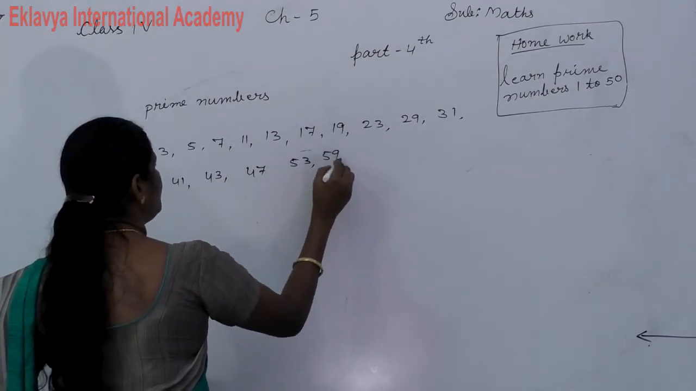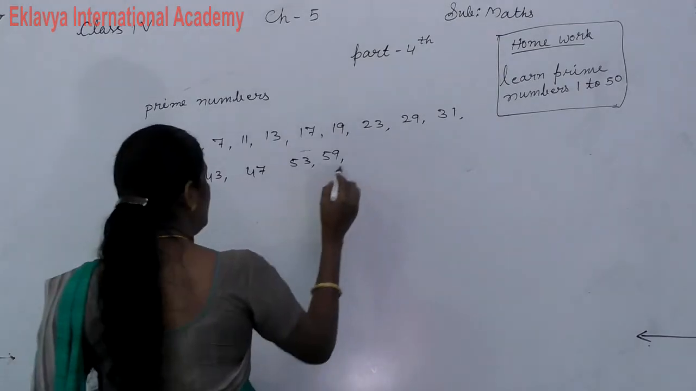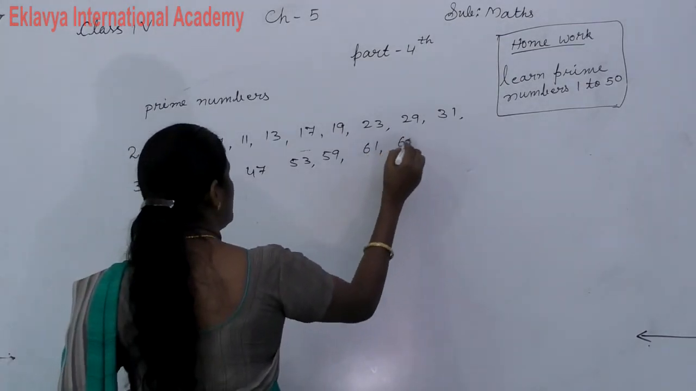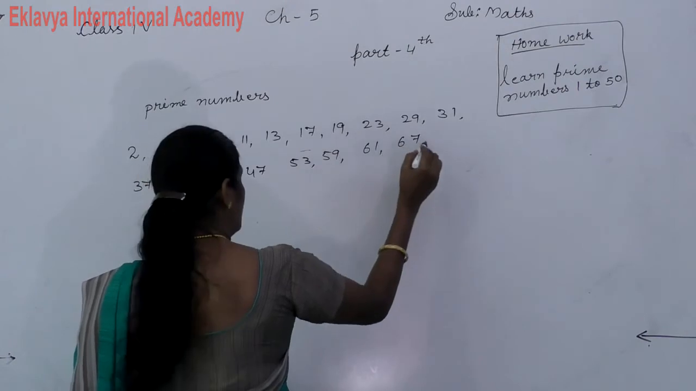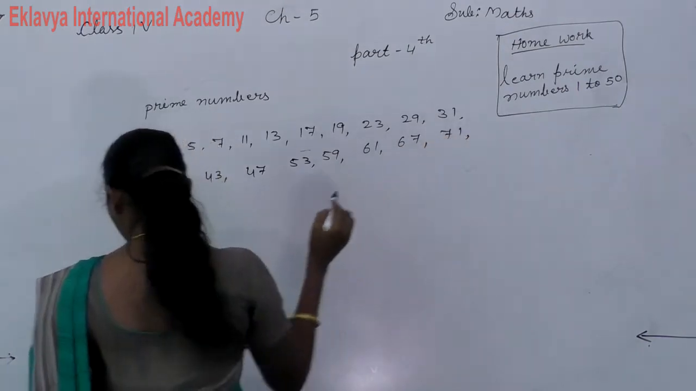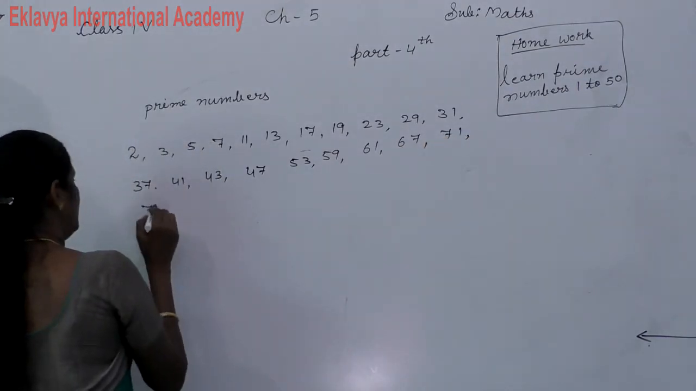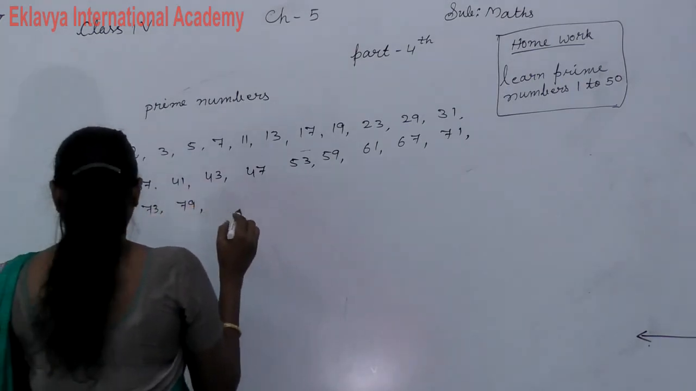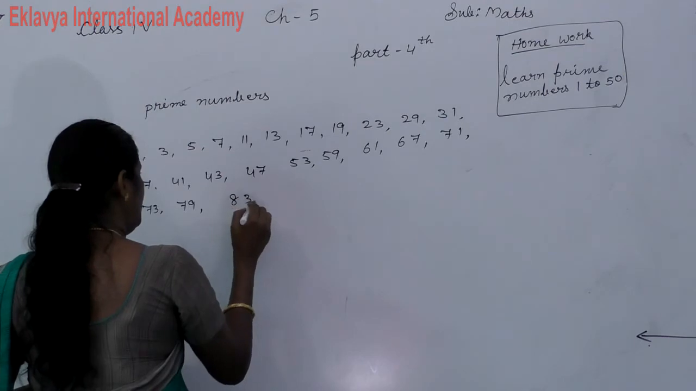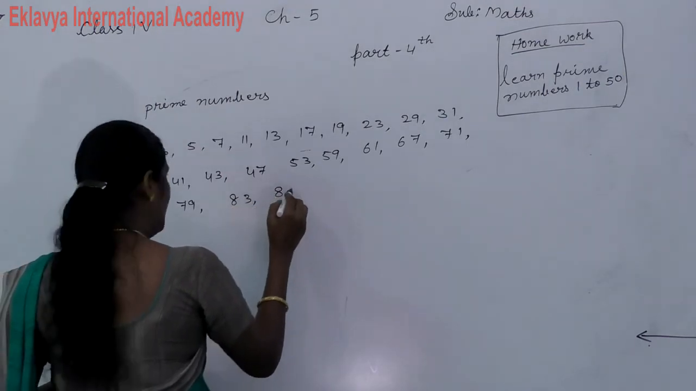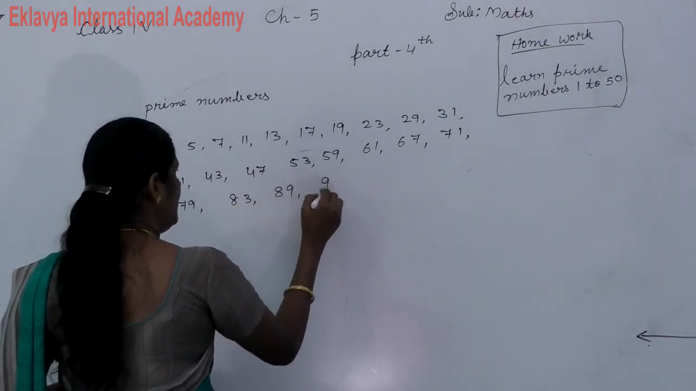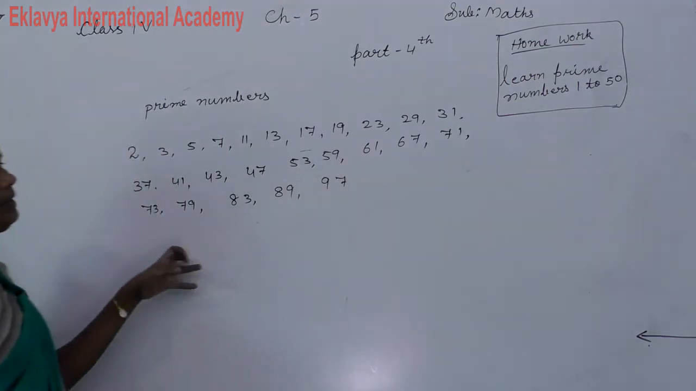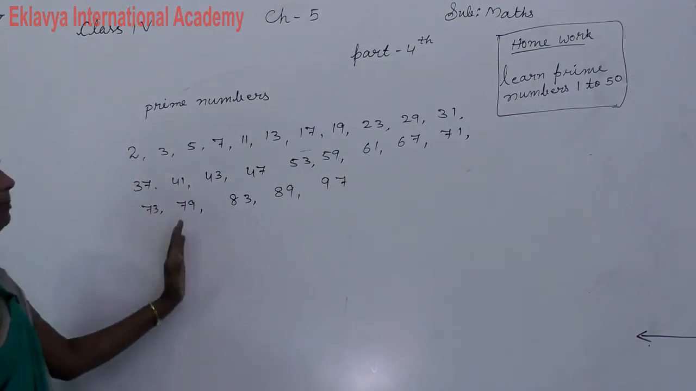59, 61, 67, 71, 73, 79, 83, 89 and 97. There are these prime numbers up to 100.